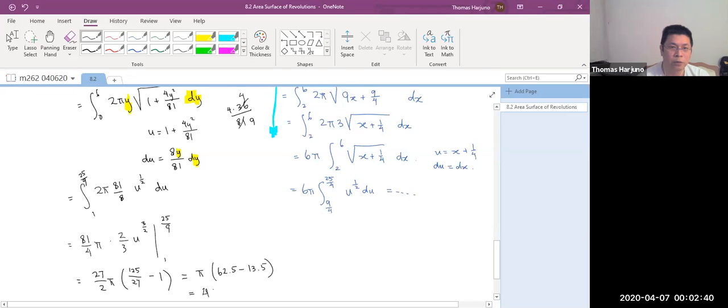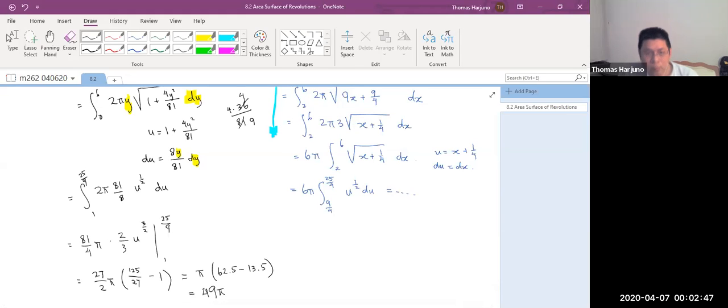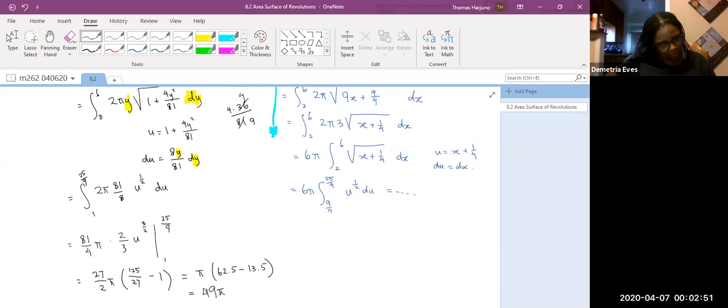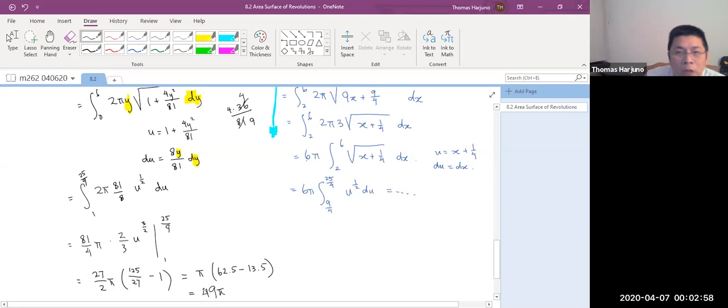The answer is 49 pi. That's what I expect for us to get on the blue part. This is 6 pi integral times 2 over 3 u to the power of 3 halves from 9 over 4 to 25 over 4.